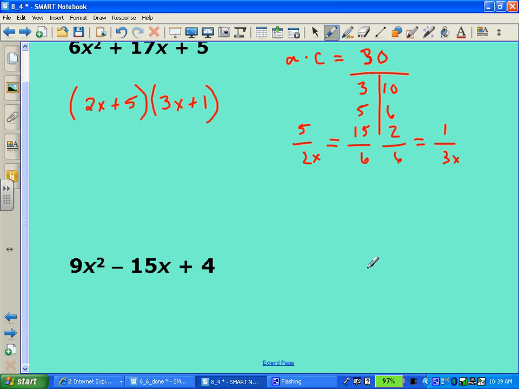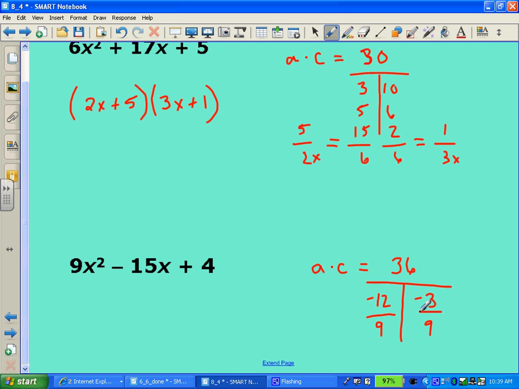One more here with a subtraction sign. So I'm due a times c, 9 times 4, 36. Now I need factors of 36 that add up to negative 15. So they're going to have to both be negative because it has to be a positive 36. So negative 12, negative 3 I think is what's going to work.